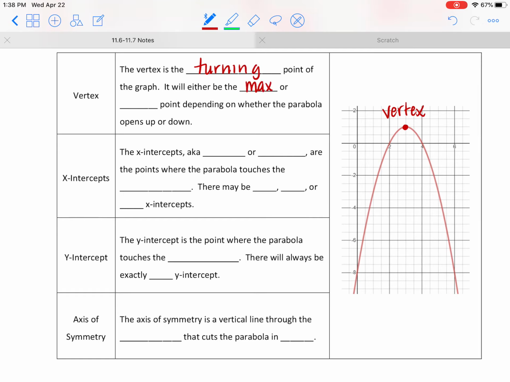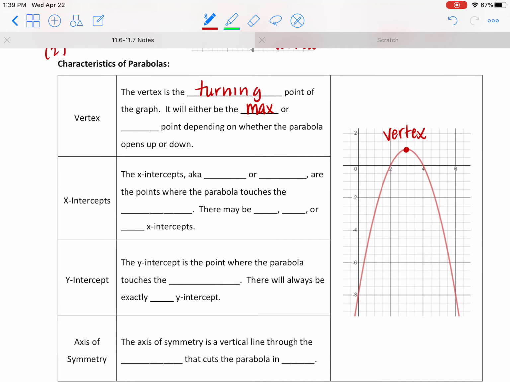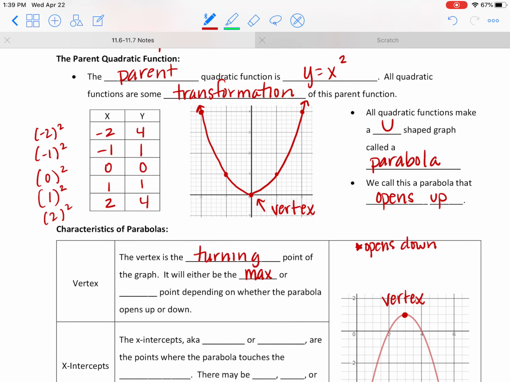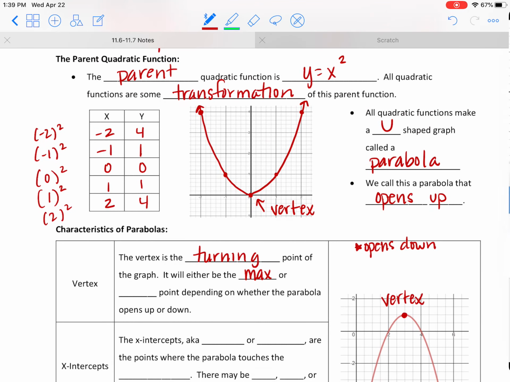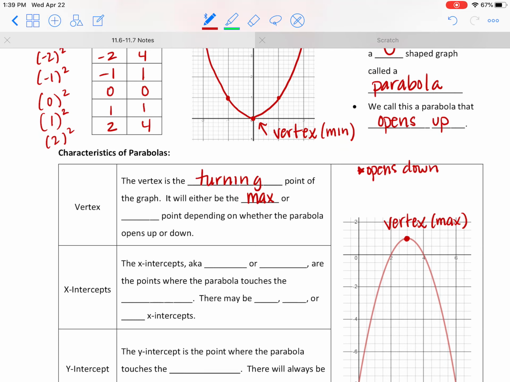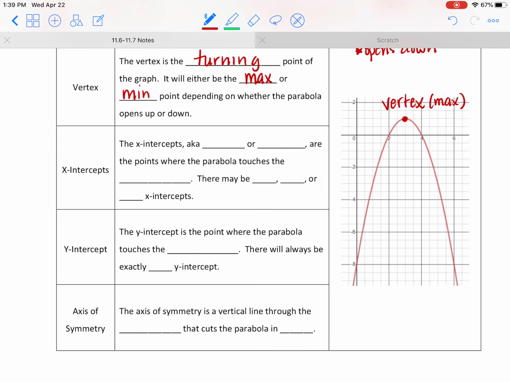So this point right here is the vertex. It is the turning point of the graph, and in this case, it is the maximum point on the graph. It is the highest point on that graph, and that will happen if your parabola opens down like this one does. Right, this parabola opens down, and if our parabola opens up like the parent function did, then we could see that the vertex is the minimum. So this vertex is a max, and this vertex is a min.